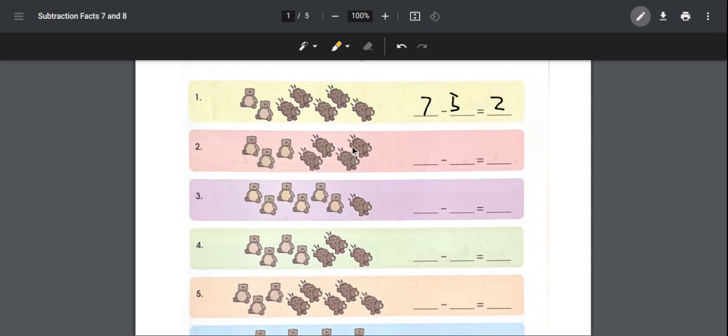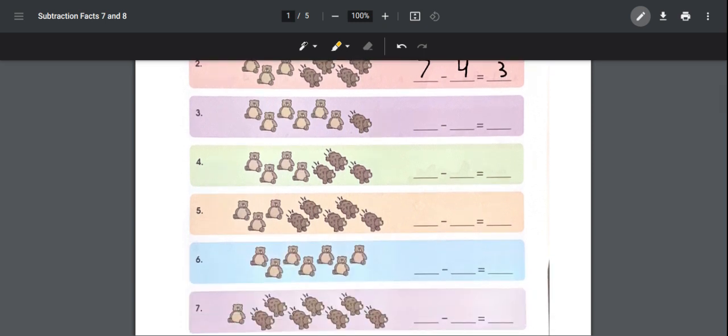Same thing for number 2. We count 1, 2, 3, 4, 5, 6, 7. So there's 7 bears, and this time it looks like there's 1, 2, 3, 4 bears running away, which means there will be 1, 2, 3 bears remaining.